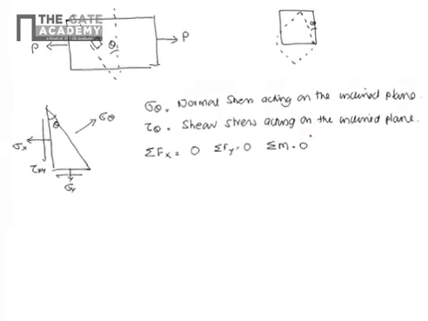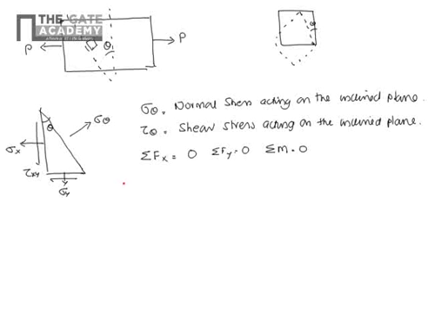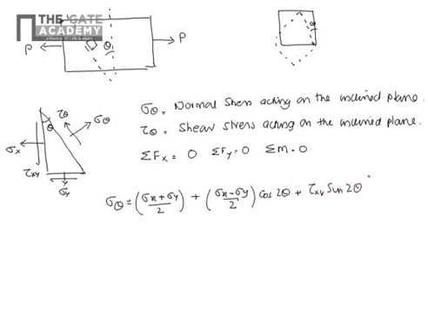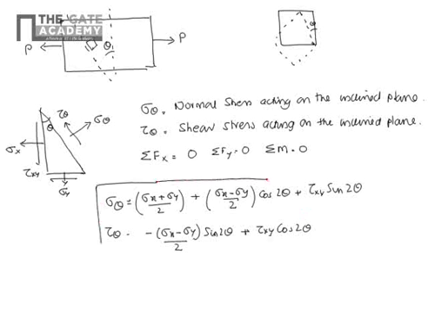If you do the force equilibrium for this element and resolve all the forces in the sigma theta and tau theta directions, we get sigma theta as sigma x plus sigma y by 2, plus sigma x minus sigma y by 2 cos 2 theta, plus tau xy sin 2 theta. Similarly, tau theta will be given as minus of sigma x minus sigma y by 2 sin 2 theta, plus tau xy cos 2 theta. This is an important equation. This is called the stress transformation equation.